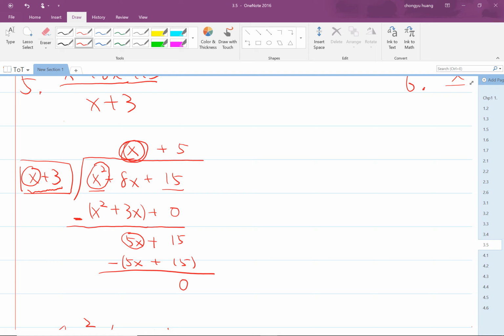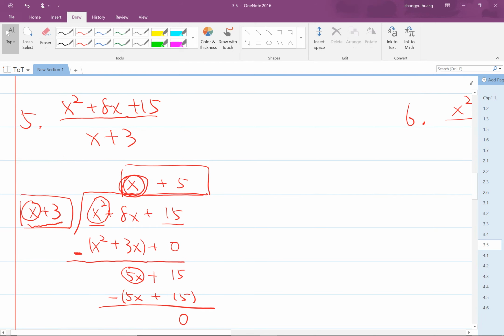Everything becomes 0, and therefore x plus 5 is our final solution for this problem, because everything is already cancelled out and the thing left is x plus 5.